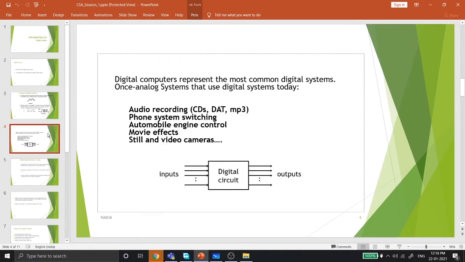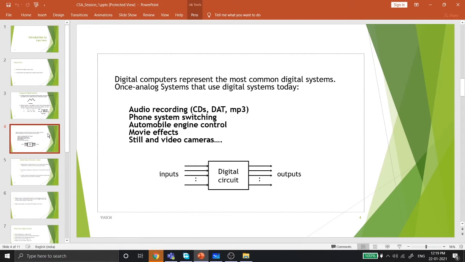And digital computers represent the most common digital systems. In earlier times the first computers were analog computers, but now we use digital systems because instead of having loads of values, it is easy to process 0s and 1s. It's compact, it's easy to process. That's why we use digital circuits.